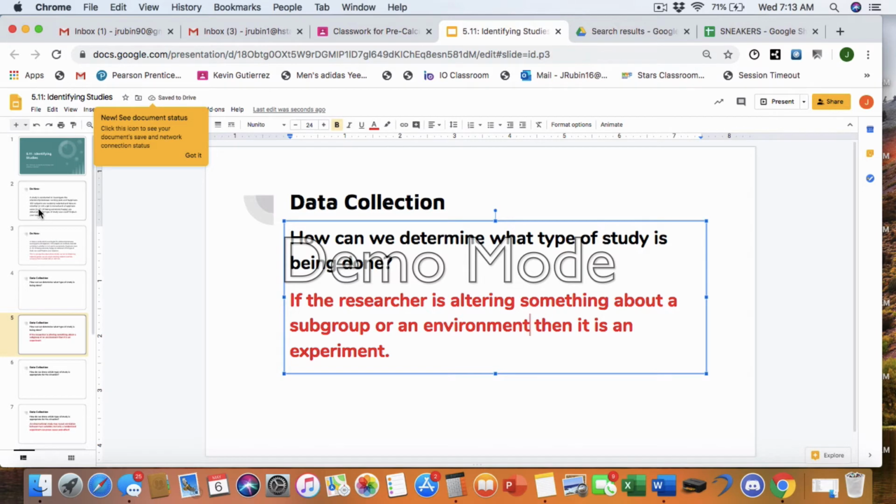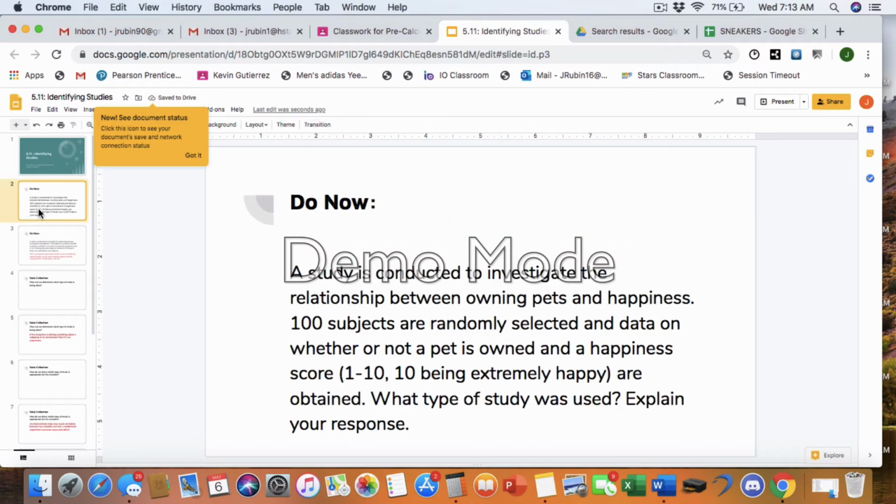If we were to take 100 people, looking back at the do now, assign 50 of them a foster animal and 50 of them live on their own, then compare happiness scores, that would be an experiment because now we've changed something about the environment of half of those people, right? We took 50 people, we gave them a pet, and then asked them about their happiness level.